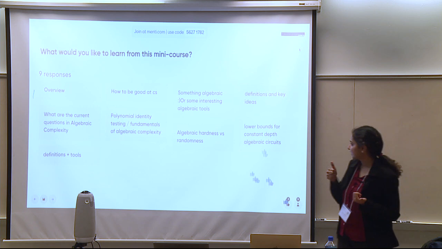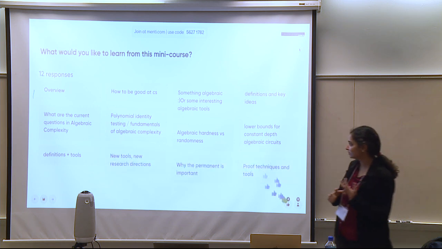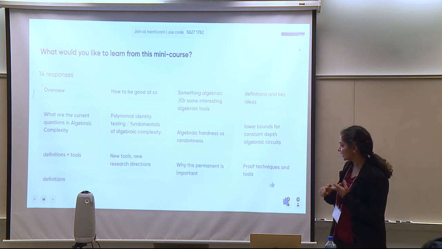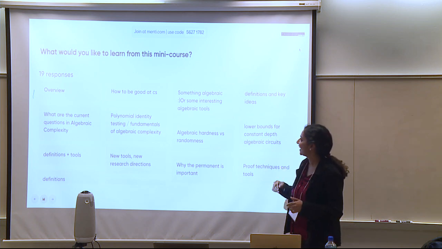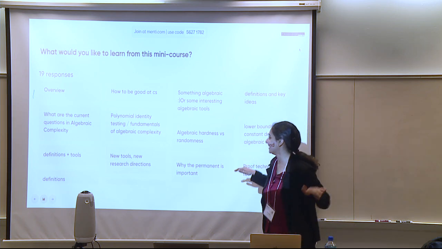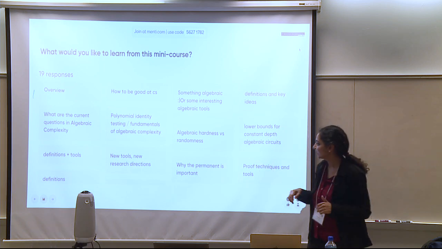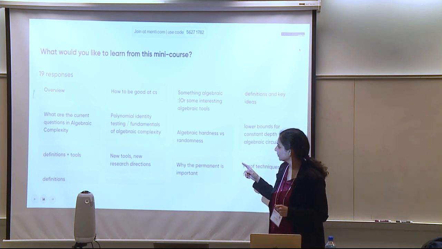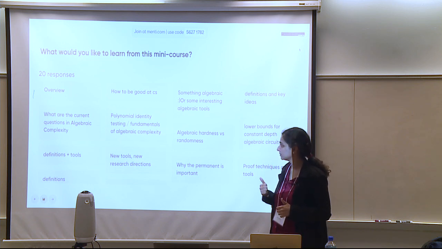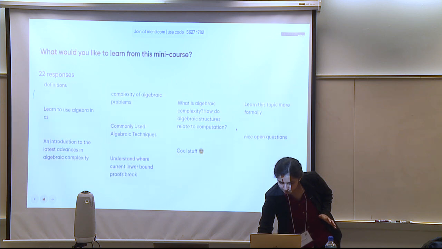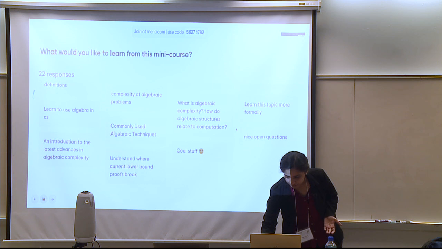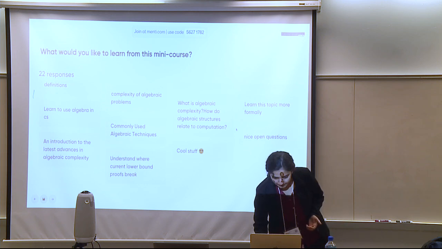Definitions and key ideas, yes, we'll do that. Lower bounds for constant depths, yes, we'll do the proof. Algebraic hardness versus randomness, yes, we'll do that. Why the permanent is so important, yes, we'll talk about that. Something algebraic. Okay, yes, sure. How to be good at CS? We will not cover that. Okay, I don't know. Yeah, let's see. Then polynomial identity testing, yes, we will do that. And overview, yes, we will do that. Okay, great. So I think the expectations are kind of aligned with what my overall plan is. Cool stuff, yes. Nice open problems, yes. Learn to use algebra, depends. Yeah, okay.